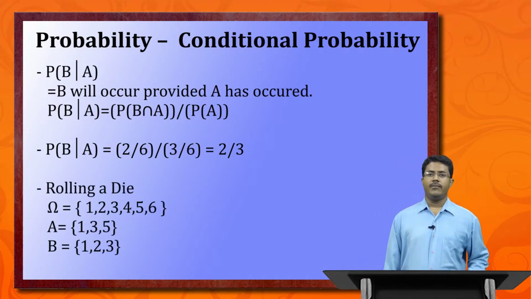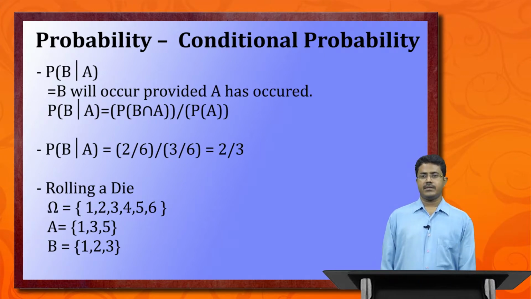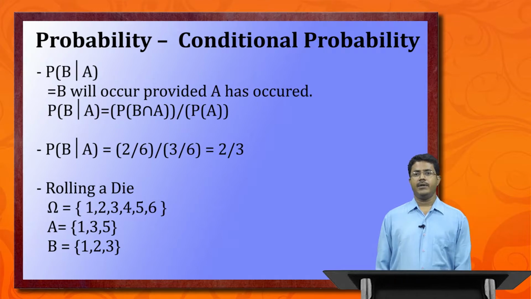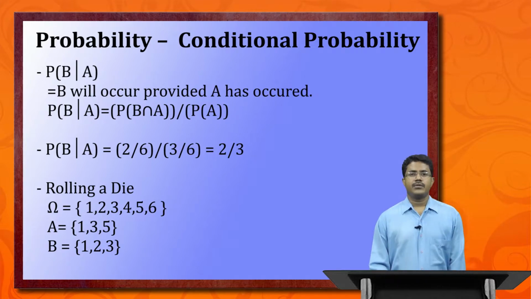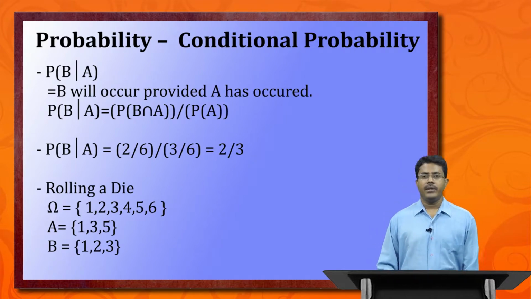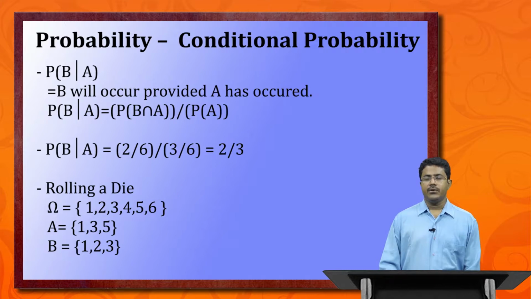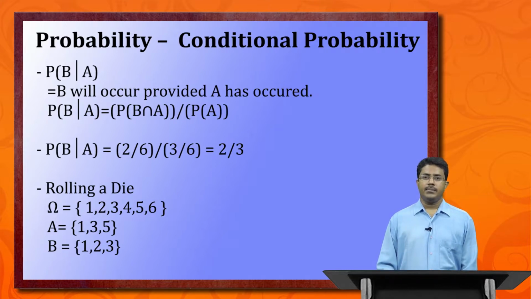Here the sample space is 1, 2, 3, 4, 5, 6. The event A is 1, 3, 5 and event B is 1, 2, 3. So for P(B|A), where event A has already occurred, P(A intersection B) is 2 by 6. If I look into the elements of A and B, there are two elements, 1 and 3, that are repeated in B.